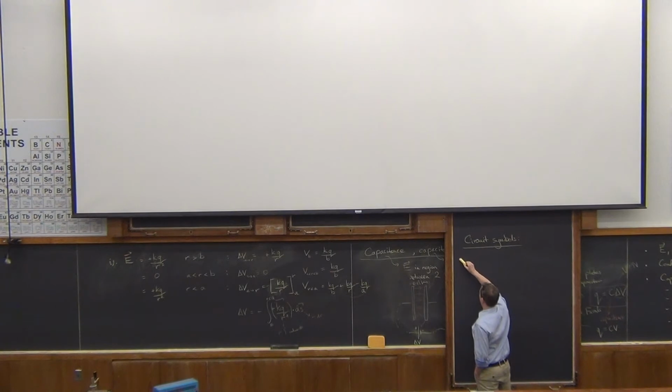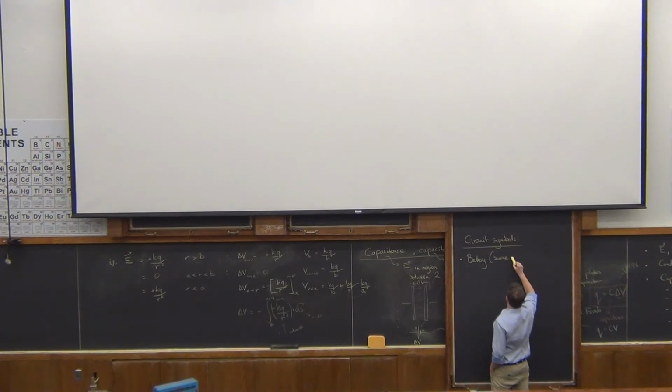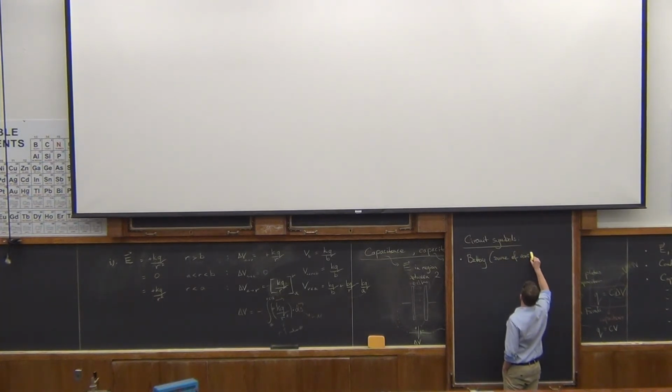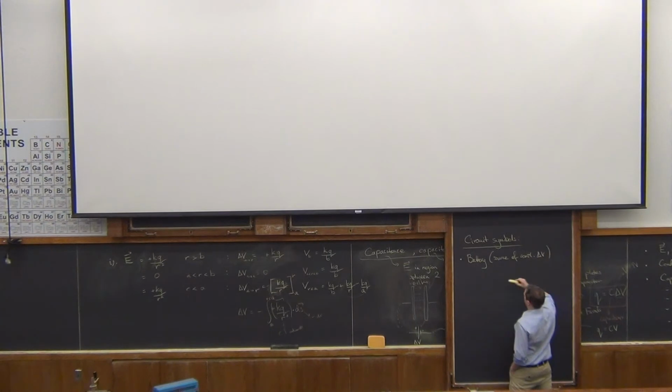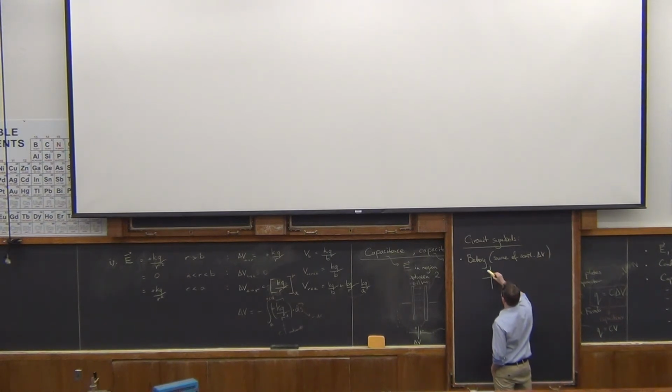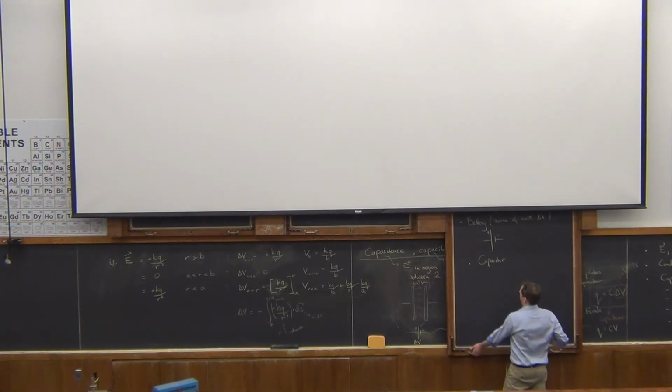Okay, so battery, so this is a source of constant delta V. The symbol for this I've just drawn is that. Capacitor reflects the standard parallel plate geometry.